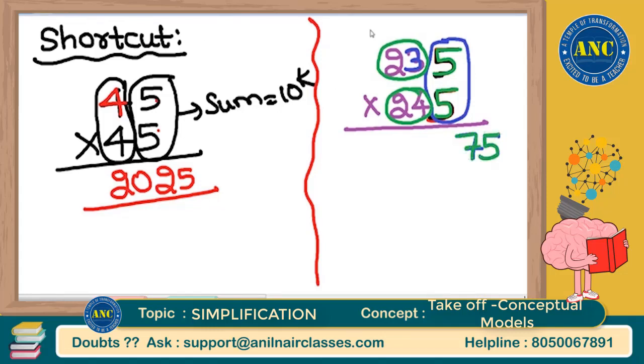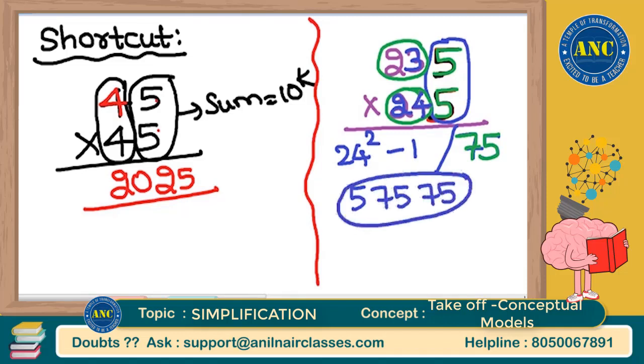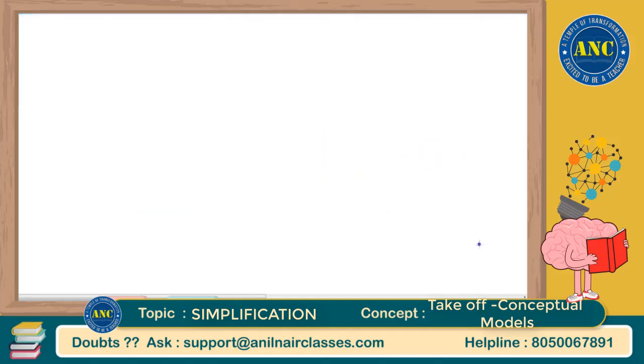Now see here. 75 are the last two digits. How to get the previous digits? The bigger number is 24. Square it and subtract 1. 24 square is 576. Subtract 1, 575. Last two digits are 75. This should be the answer. You did not understand it, sir?